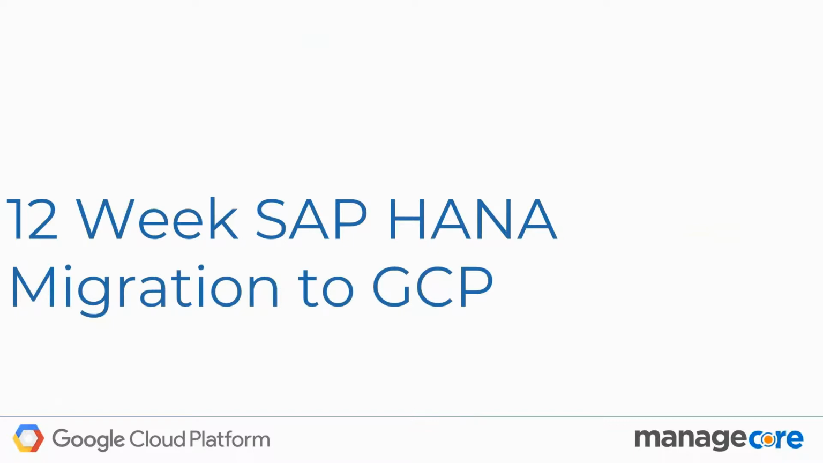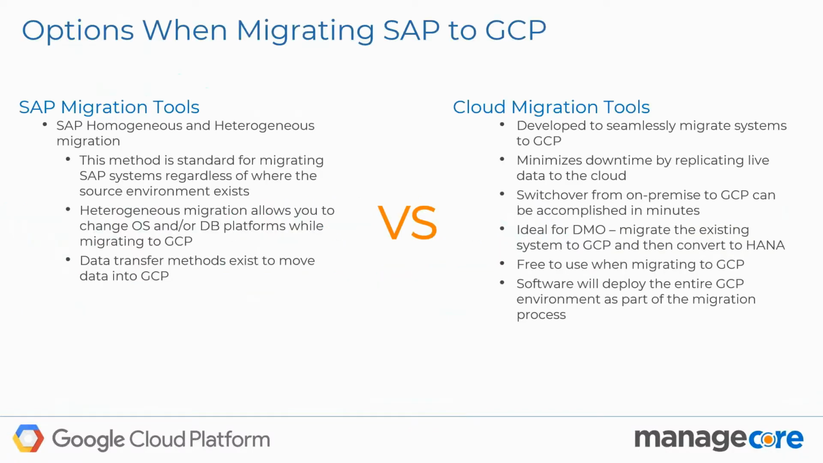Okay, now we're going to dive into a 12-week SAP HANA migration within GCP. I'm going to discuss a few options when migrating your SAP environment into the Google Cloud Platform. You really have two main options. One is SAP standard migration tools, and the other is cloud migration tools. Both have their pros and cons, and which one you use will depend on your specific situation. So the first tool set is the SAP migration tools.